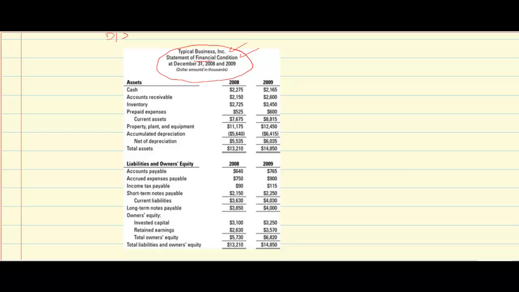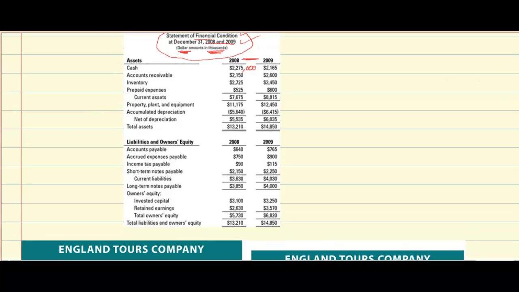We also know what time period we're talking about: December 31st, 2008 and 2009. So it's a comparative; it compares 2008 and 2009 figures. And the currency they're using is dollars in thousands, so we tack on 000 to each one of these, and that's basically the balance sheet right there.